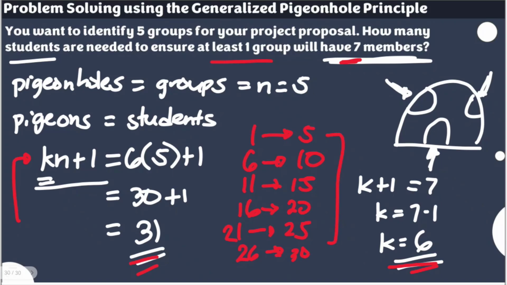26 to 30 is where you get 6 members per group. That means the additional one will guarantee that, whichever group that student belongs to, whether it's group 1, 2, 3, 4, or 5, one of those 5 groups will have 7 members. This is the minimum number. So 30 plus 1 is 31. This is further proof of this result. Hopefully this is understood and clear.